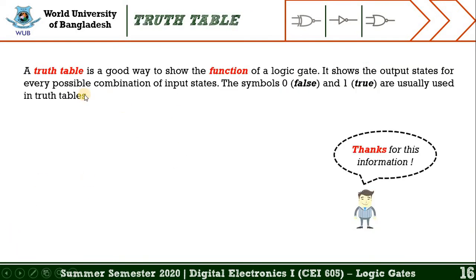Now, from this slide, we may learn the answer to our question, which is: what is a truth table? A truth table is a good way to show the function of a logic gate. It shows the output states for every possible combination of input states. The symbols 0, which is equivalent to false, and 1, which is equivalent to true, are usually used in truth tables.